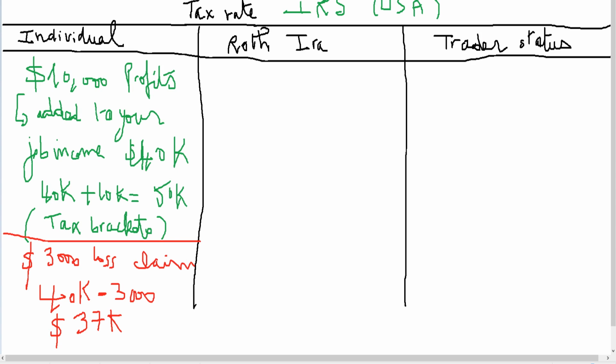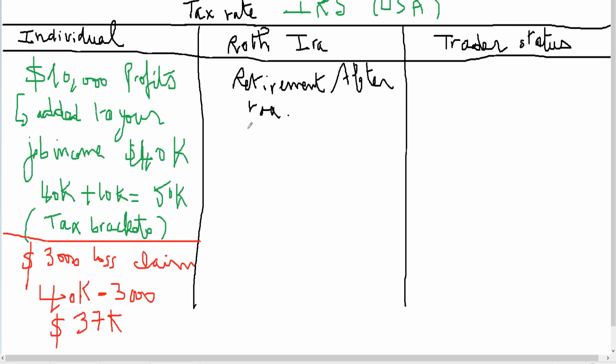Now, let's go to the second one. The second one is called Roth IRA. This is a type of retirement account. Now what does it mean, retirement? It's a retirement account after tax. I will explain. After tax money.